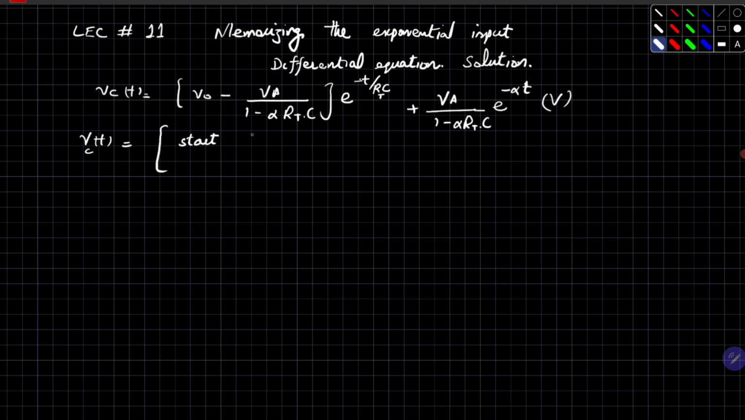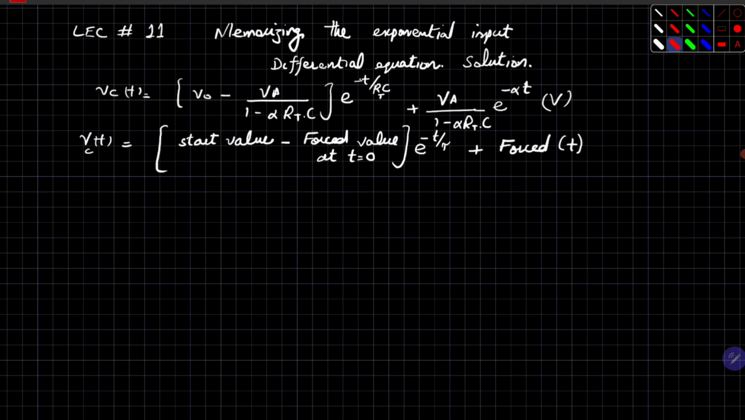So we have this start value minus the forced value at time t equals 0, multiplied by e raised to power minus t over tau, plus the forced value at any time. If you memorize this phrase, or the even simpler phrase coming next, we can memorize this equation. So what is the value of Vt? V naught minus Vf at 0, the forced value, into e raised to power minus t over RC, plus Vf, the forced function at any time.